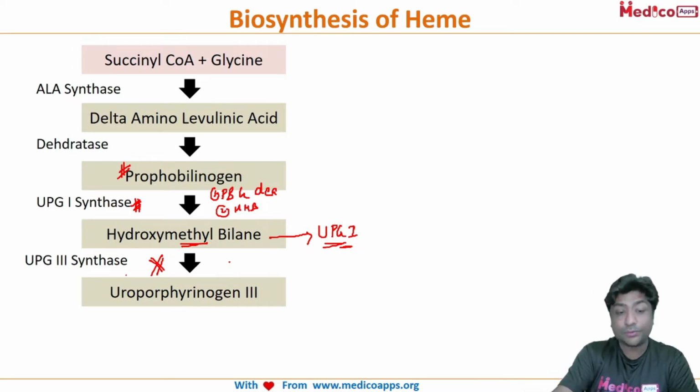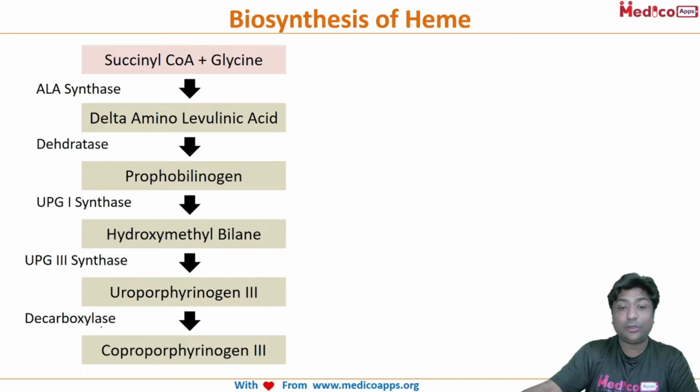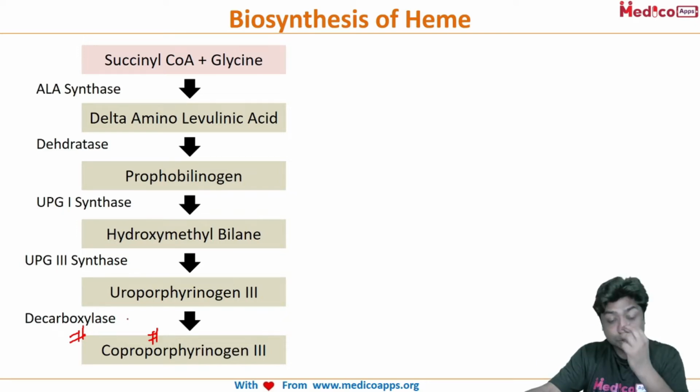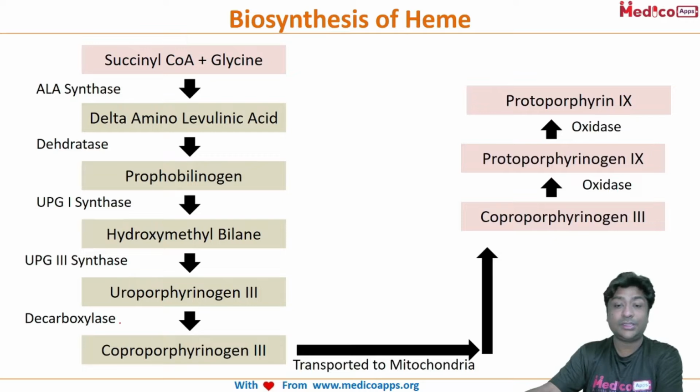So now let's move forward. We have seen how hydroxymethylbilane is converted into uroporphyrinogen 3. Now UPG3 is going to be converted into CpG3 with the help of decarboxylase. I've already told you all the acetyl will be decarboxylated into methyl. So this is UPG3 getting converted into CpG3.